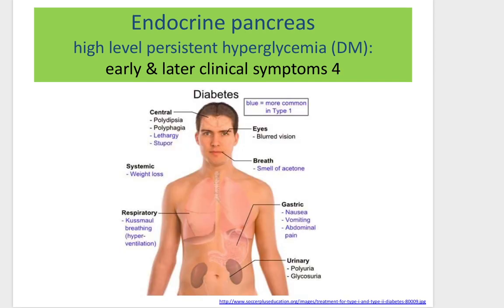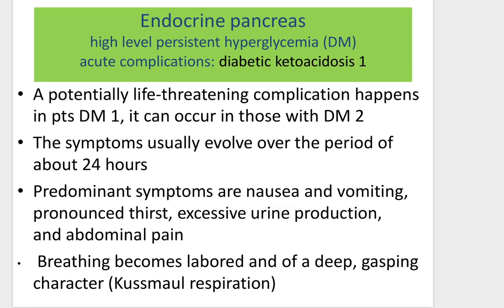And one more time, schematically, symptoms of diabetes by organs and systems. Complications. Main acute complications include diabetic comas, and before comas, metabolic disorders, and most often of them we name diabetic ketoacidosis. It is a potentially life-threatening complication that happens in patients with diabetes mellitus type 1, but can occur in those with diabetes mellitus type 2, much more rarely but possible.